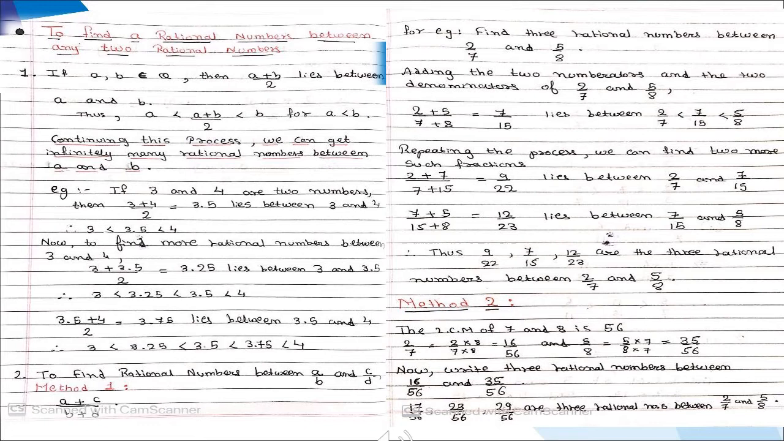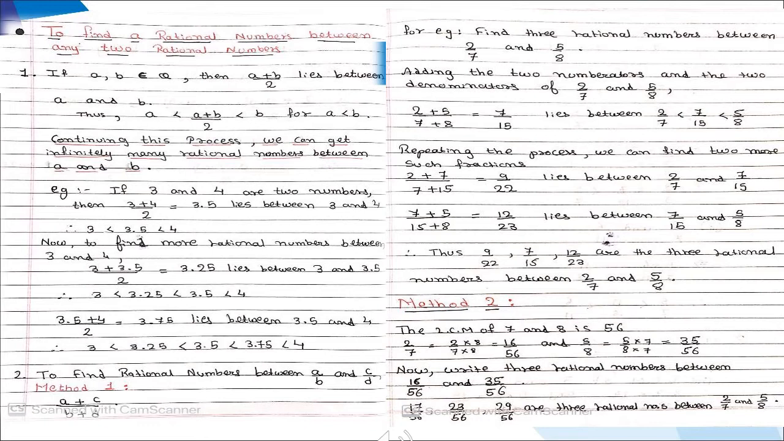Now children, this is a very easy method. Once you have made the denominator the same, check the numerator. Your numerator is 16 and in the second fraction the numerator is 35. Take any three numbers, changing the numerator, between 16 and 35.